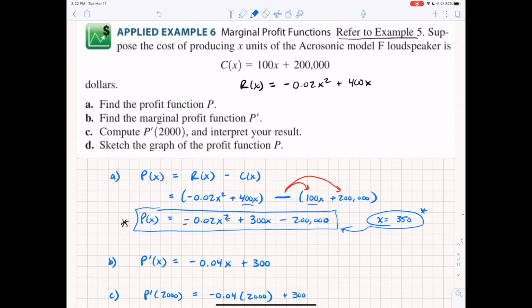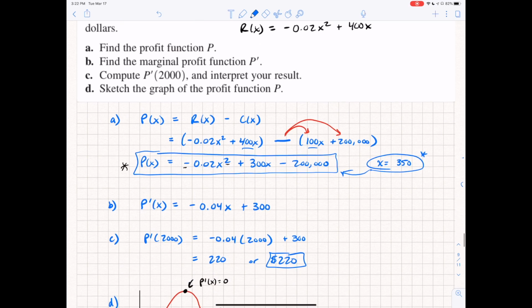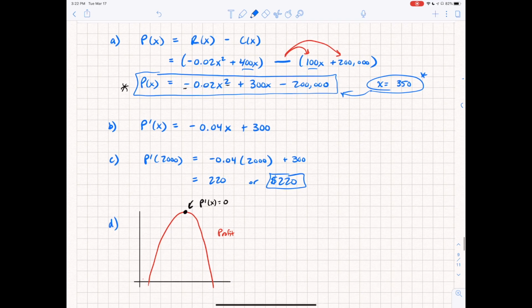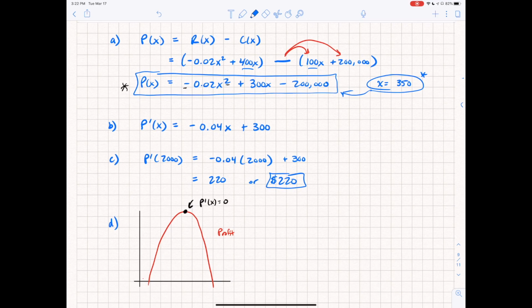Now, to find the marginal profit for B, we're going to go through and differentiate this. And so I get negative 0.04x plus 300. And then if I want to compute P prime of 2000, which you see in C, P prime of 2000 is equal to negative 0.04 times 2000 plus 300. This comes out to be 220, or $220.